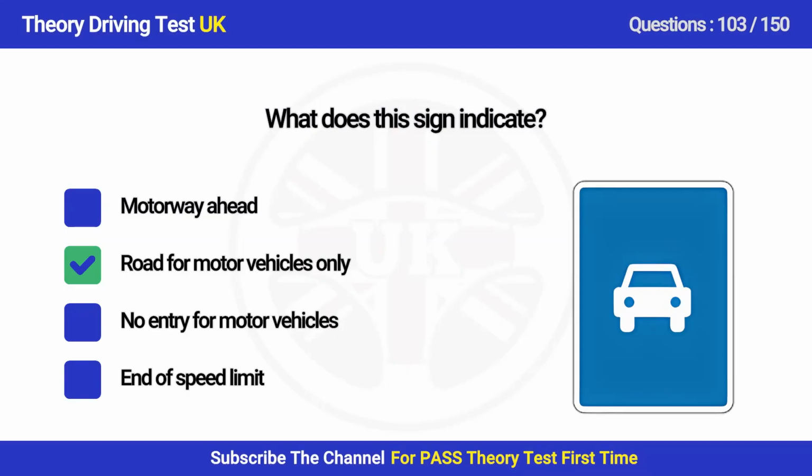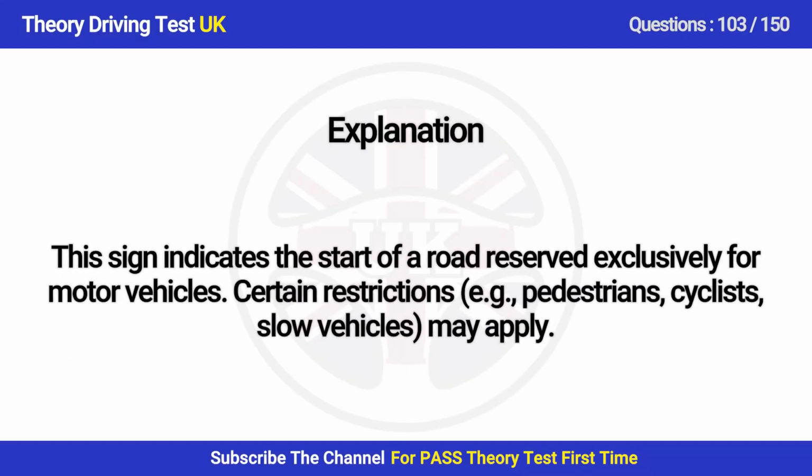Answer is B. Road for motor vehicles only. This sign indicates the start of a road reserved exclusively for motor vehicles. Certain restrictions, e.g., pedestrians, cyclists, slow vehicles may apply.